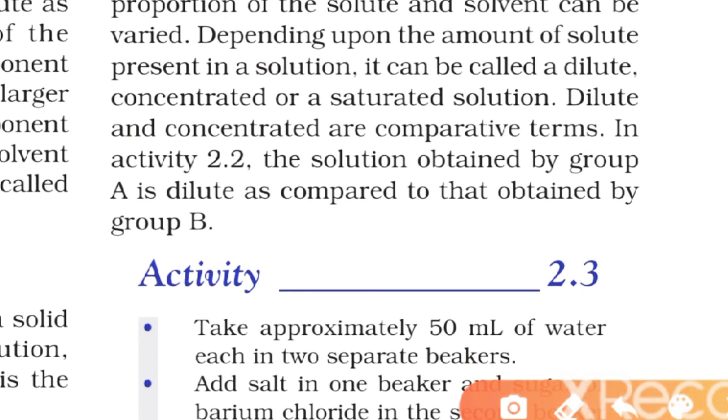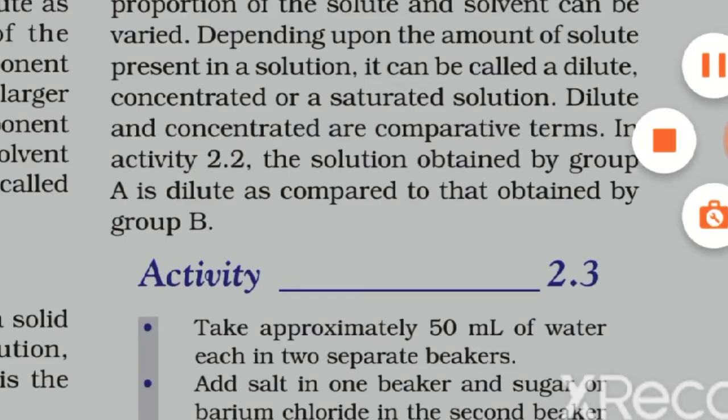Here a line is given: dilute and concentrated are comparative terms. It means that both containers contain sugar molecules, but one container contains less amount and the other container contains a large amount. So one is dilute and the other is concentrated. That's why they are called comparative terms.